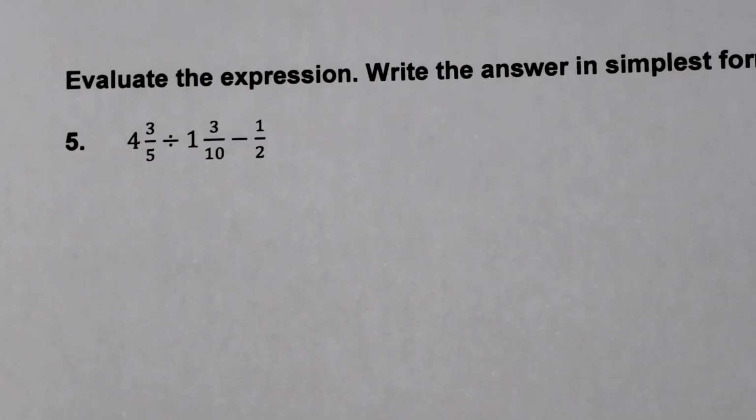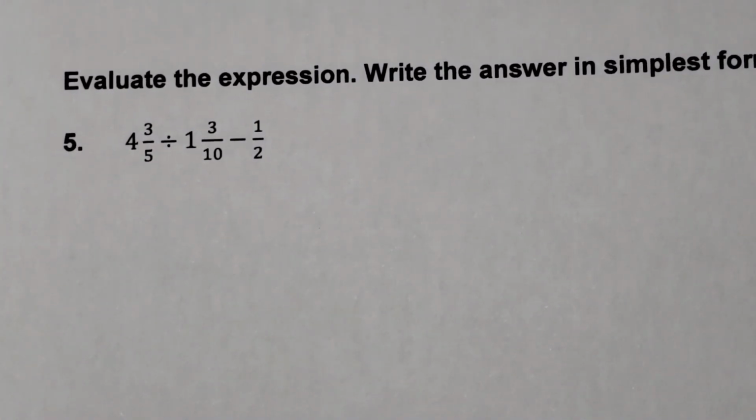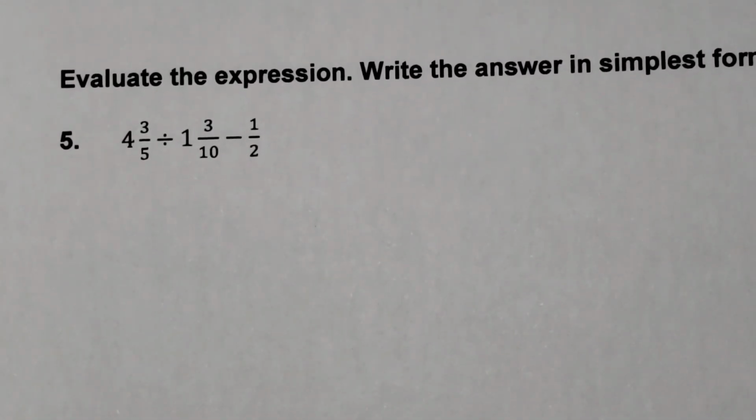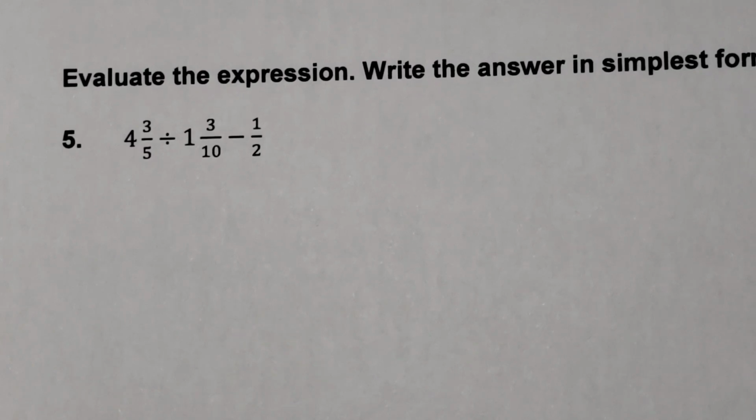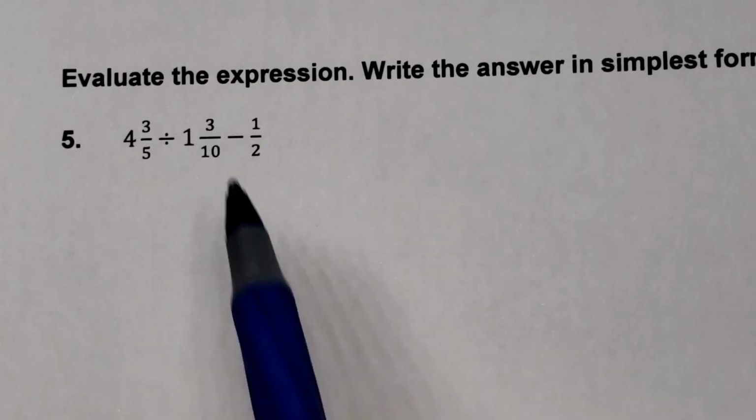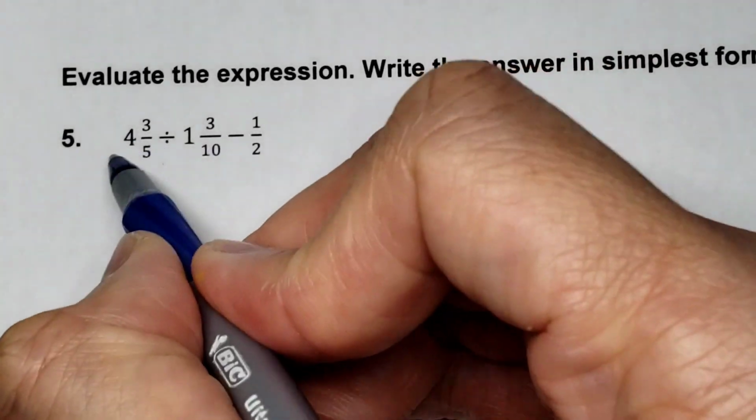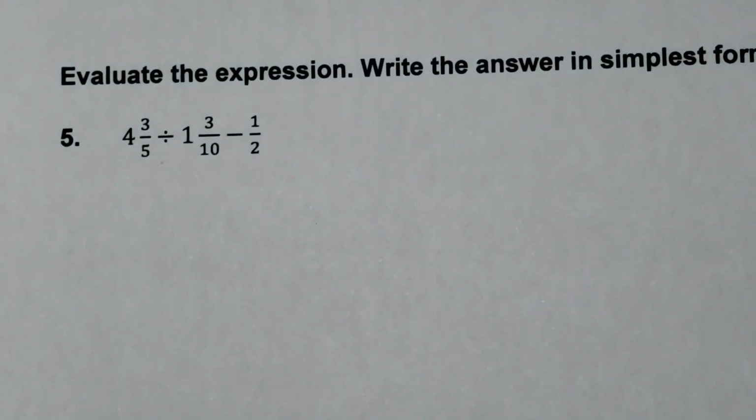Now, number 5. How do we do this if we have these numbers? Always remember, we need to follow the order of operations. So we divide first before we even subtract. So let's divide this 2 first.